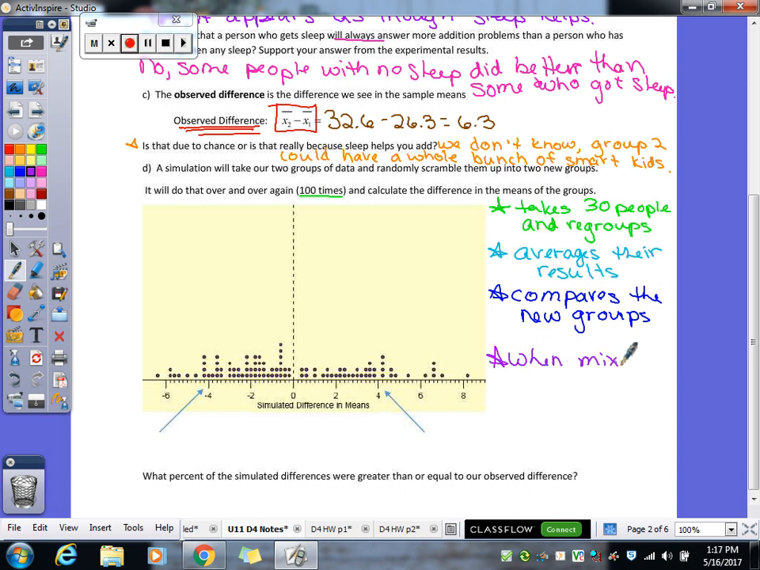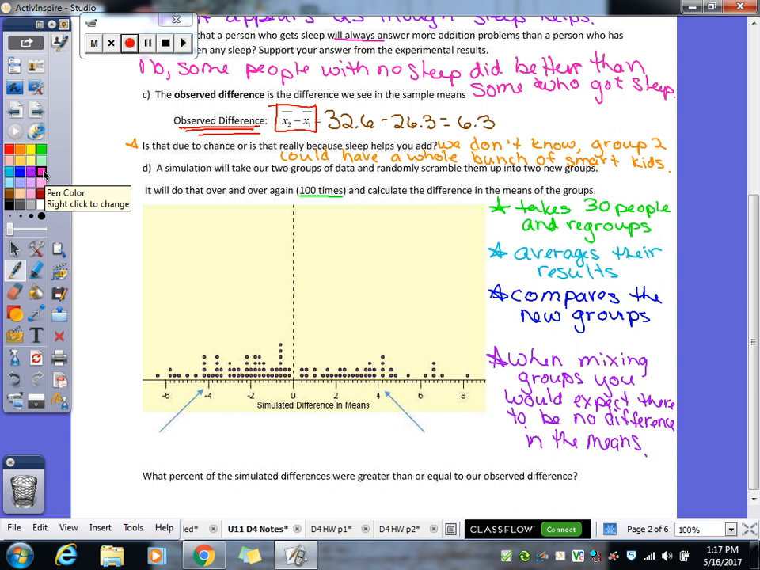So when mixing groups, you would expect there to be no difference in the means. So if there was no difference in the means, that means all of those dots should be up there on that line at 0. But they're not. So why do you think they're not all on that line there?